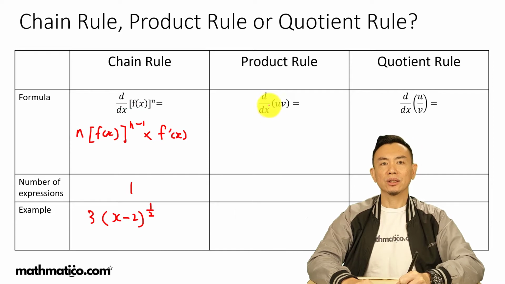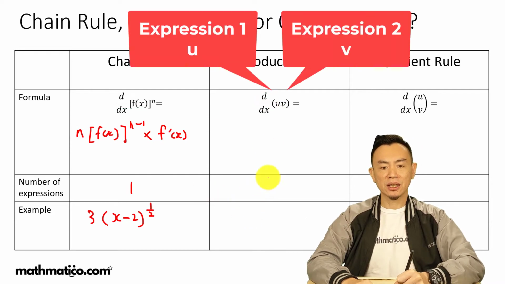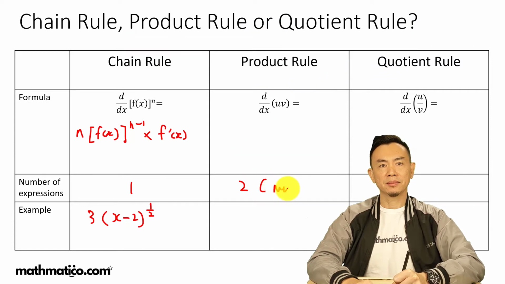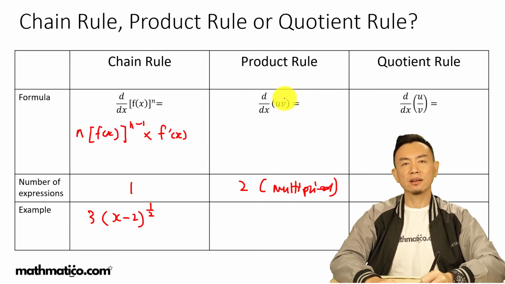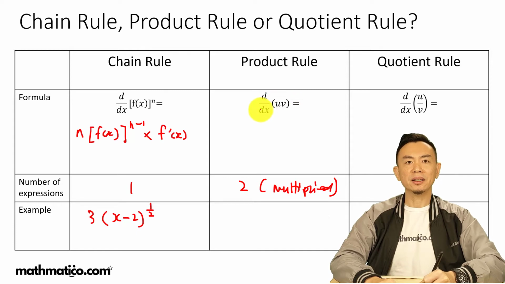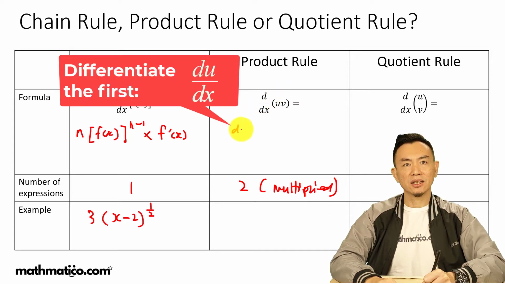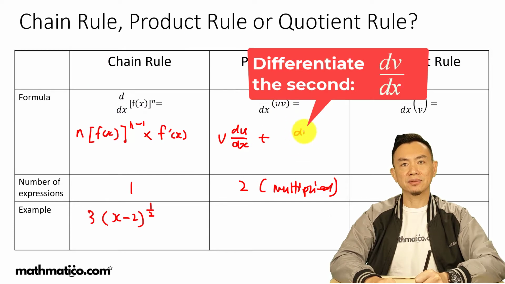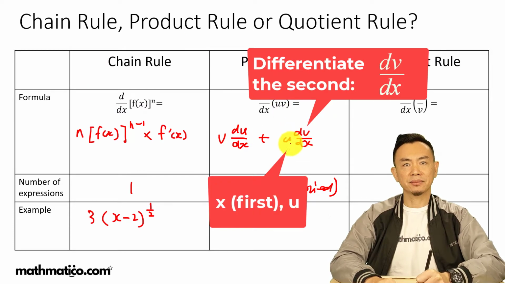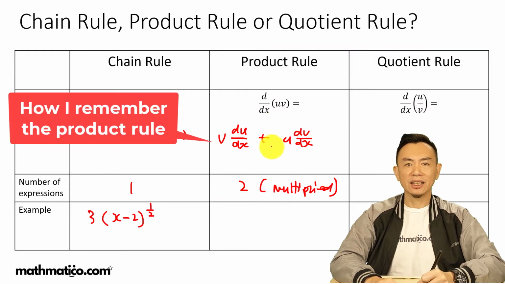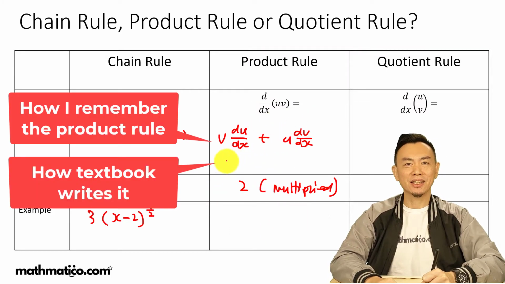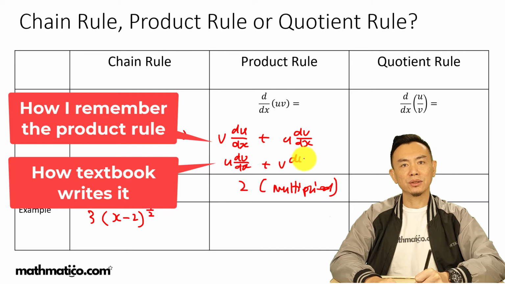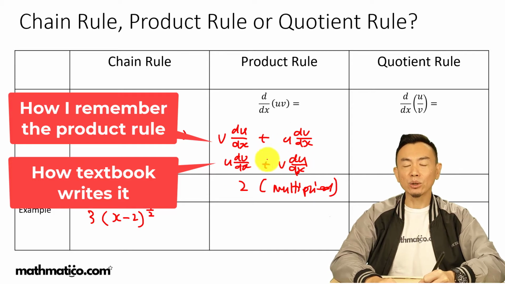Next, product rule is applied whenever you have two expressions multiplied together. So you can see there's u here, v here, right? The u, v are multiplied together. You differentiate the first one, du by dx, and you times the second. Plus, differentiate the second, we have dv dx times the first. Yeah, so that's how product rule is done. Though in the textbook, normally you will see u dv dx plus v du dx. Of course, there's no difference between these two.